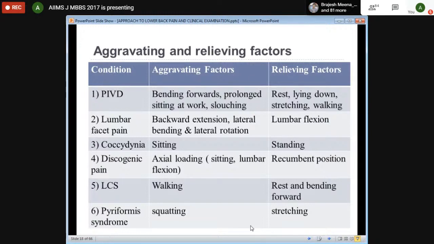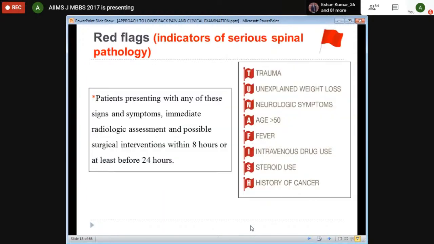In the case of lumbar canal stenosis, the pain will be more on walking and rest, while with forward bending the pain will be less. In piriformis syndrome, squatting will cause more pain and stretching will give you relief. So remember these conditions and aggravating and relieving factors to rule out these different types of painful conditions. These are the common pain conditions in the case of low back pain, so we need to rule them out before going for any type of management.